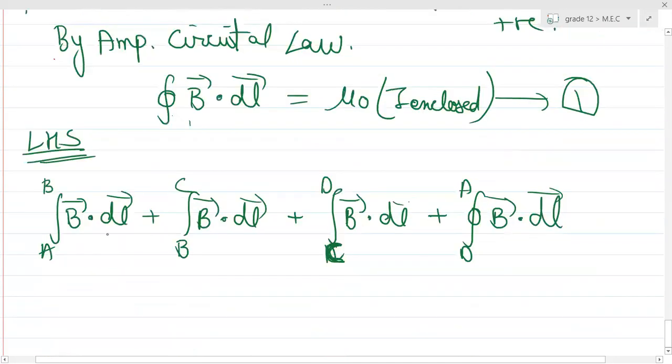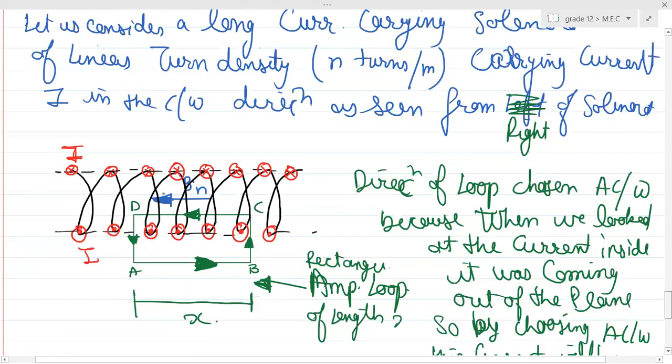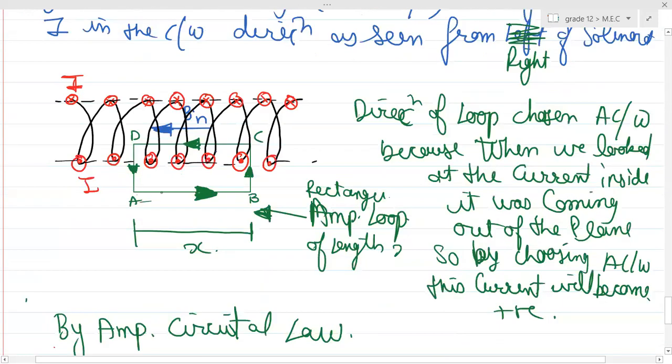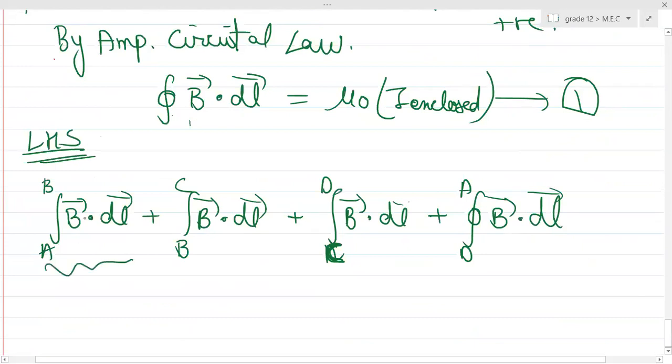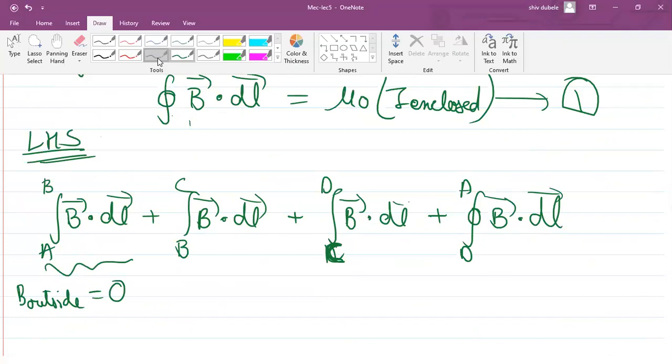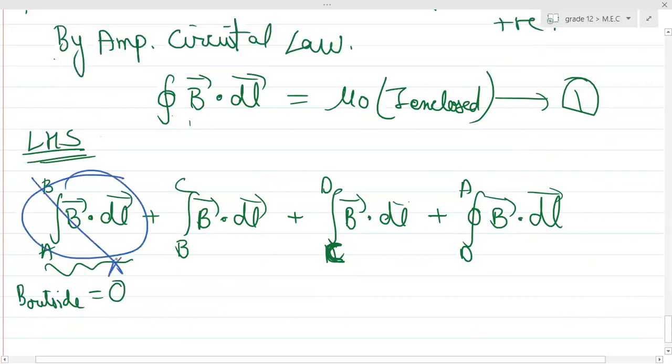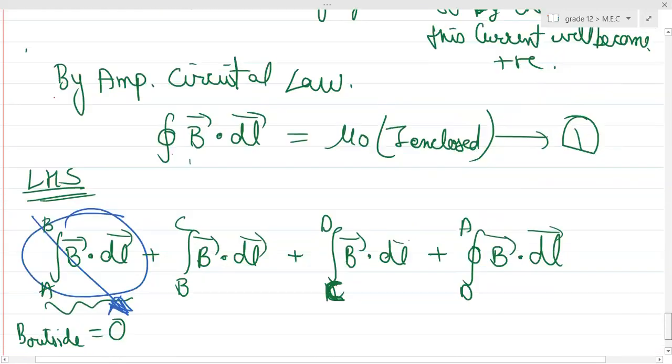See this thing very clearly over here. Now can you see the AB part? The AB part is lying outside, yes or no? Yes, it is lying outside. So B outside the long solenoid is how much? 0. If B outside is 0, that implies this whole thing is 0. Yes or no, guys? First thing clear?